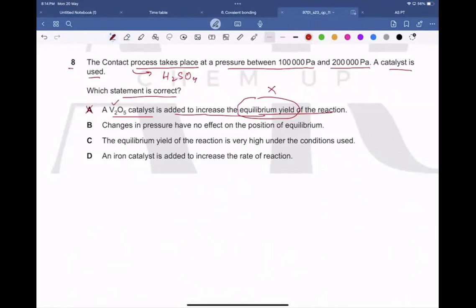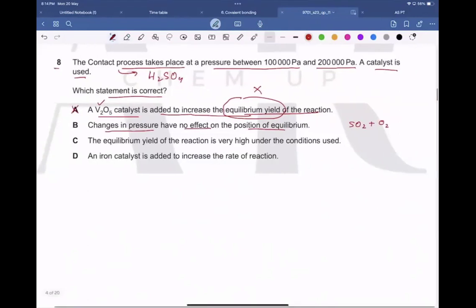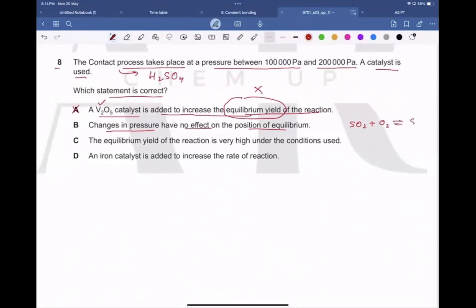Now B: changes in pressure have no effect on the position of equilibrium. If you recall, this reaction is an equilibrium reaction, and there are different moles of gases on both sides.